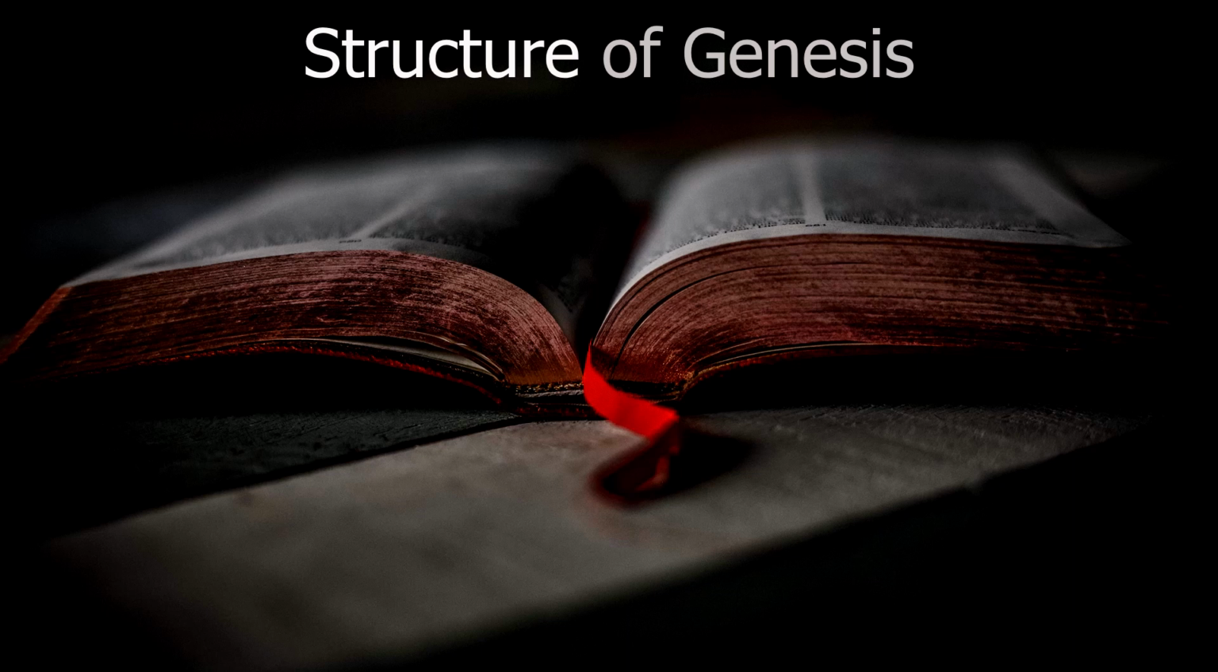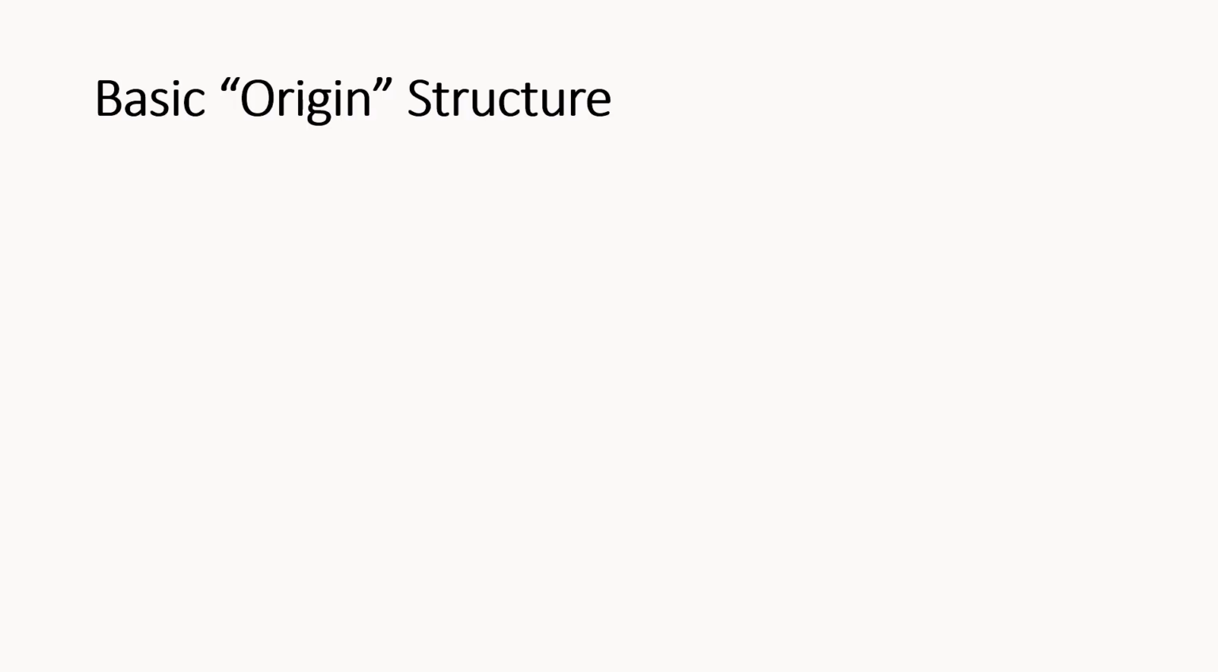Today in particular we're going to be looking at the structure of Genesis, so the way that Genesis is fit together, the way that it's been designed, the way that the different parts interact with one another, and the way that it can be split up into different sections. One of the more simplistic ways that Genesis can be divided is on the type of origin that Genesis talks about.